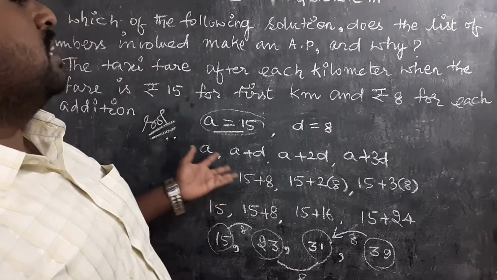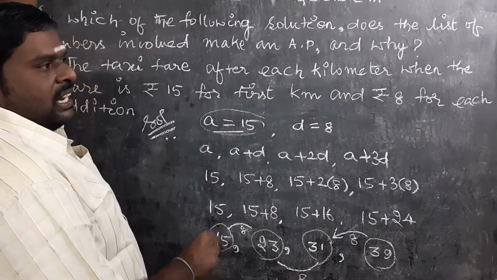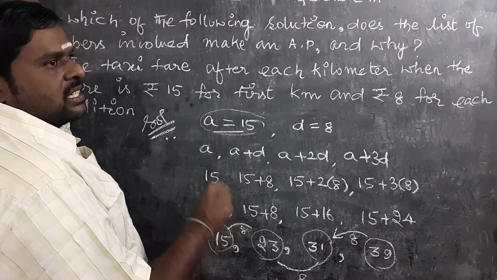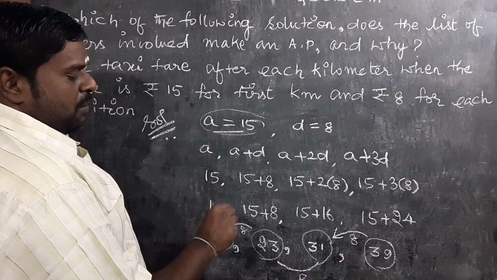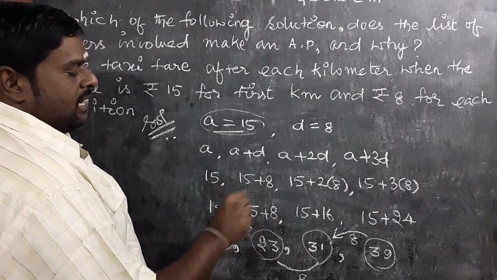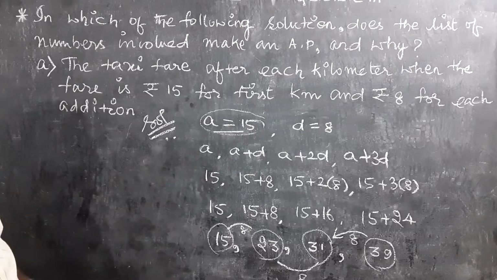Definitely it forms an AP. You should write it as the last conclusion: the difference between consecutive terms is 8. It is constant. As a result, 15, 23, 31 and 39 form an AP.